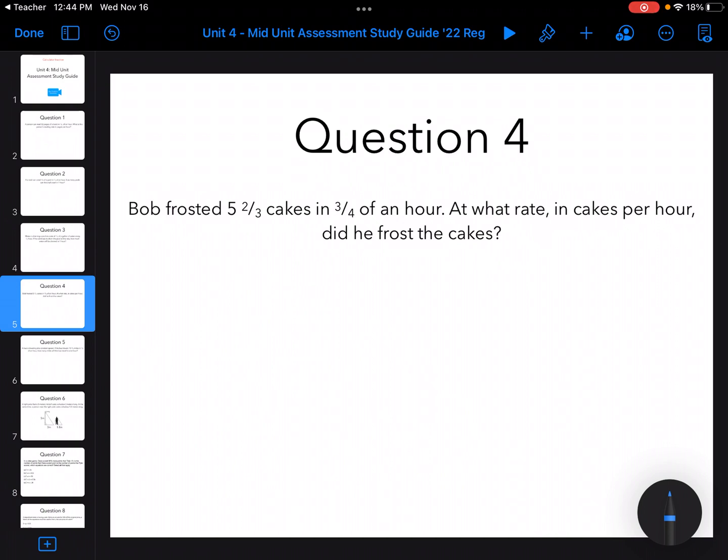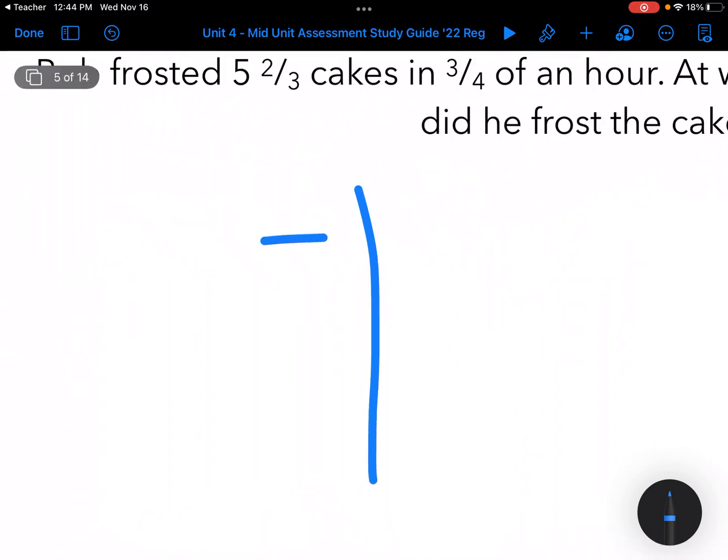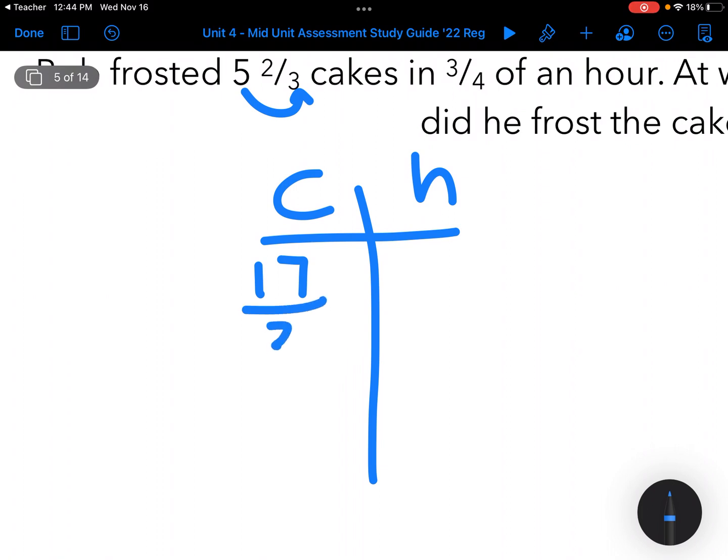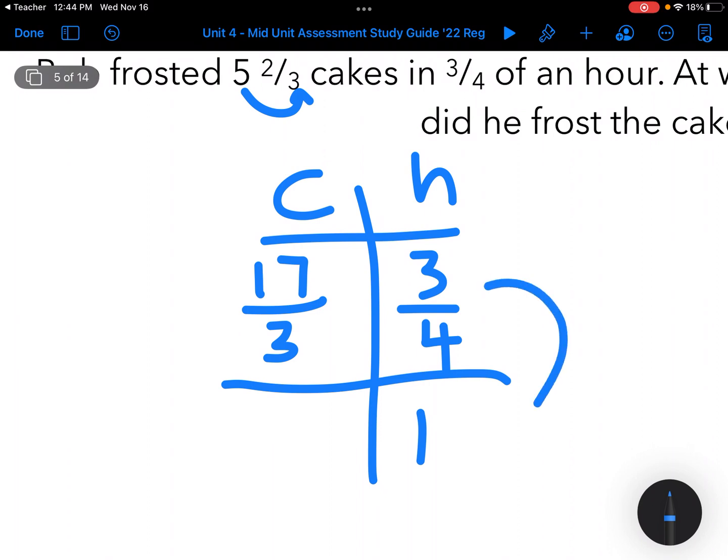All right, Bob frosted 5 2/3 cakes in 3/4 of an hour. At what rate in cakes per hour did he frost the cakes? That makes more sense. So I've got my cakes and I've got my hours. So I'm going to do 5 times 3. So I get 15 plus 2. So I get 17 over 3 and 3/4 of an hour. And I want to figure out in 1 hour. So I'm going to divide by 3/4.